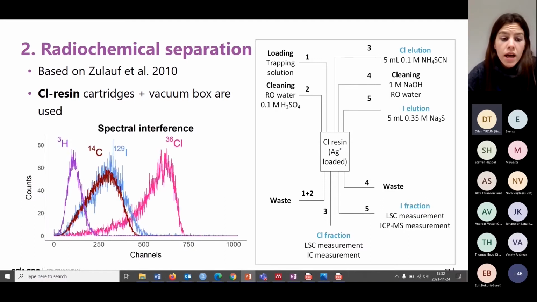As mentioned before, because both are beta emitters, and in case of potential interferences such as tritium or carbon-14, a spectral overlapping could occur, and that's the reason why we did the radiochemical separation.